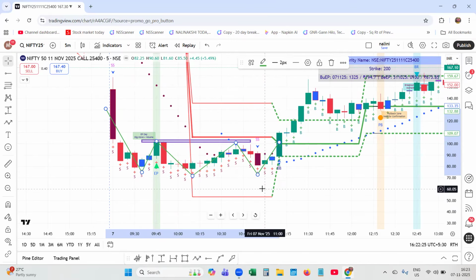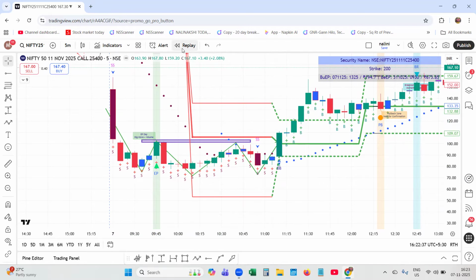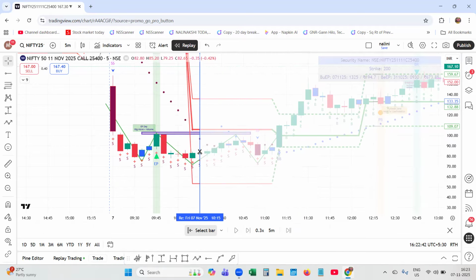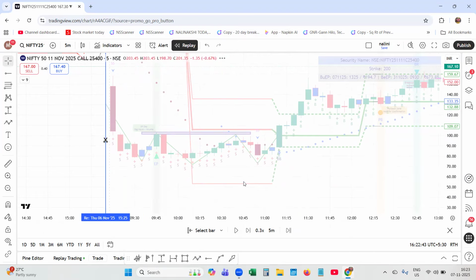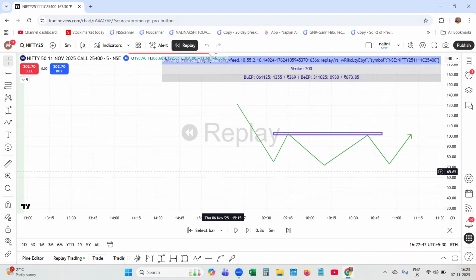So I was closely watching this price action. Let me start with the rolling pivot, how you can take the trade. I'll show you with the replay mode. Let me go to the replay mode and let me start from the beginning. Okay.